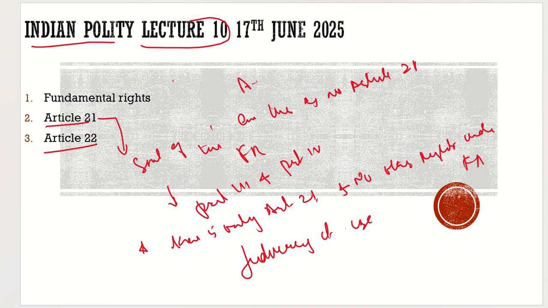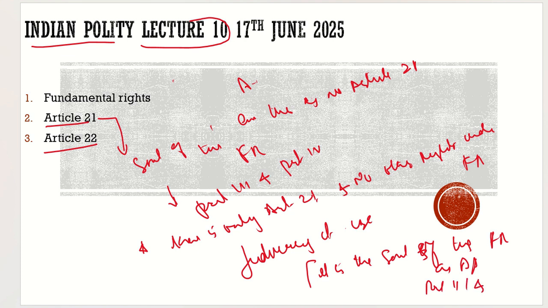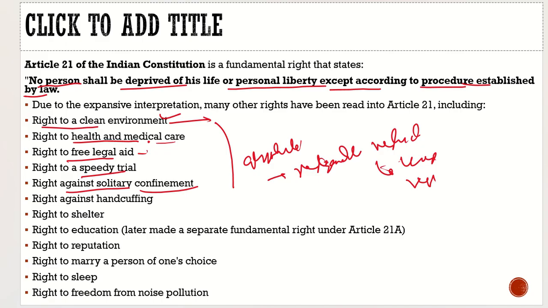So in a nutshell, we can say the significance of Article 21 is that it is the soul of the fundamental rights as well as directive principles, or we can say the soul of Part 3 and Part 4 of the Indian Constitution. Now, till now, I hope you had understood what Article 21 is. Article 21 talks about the right to life and personal liberty.